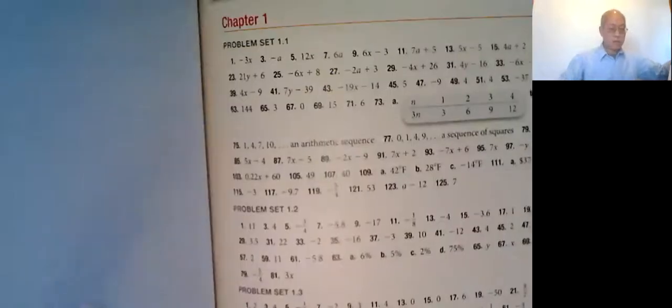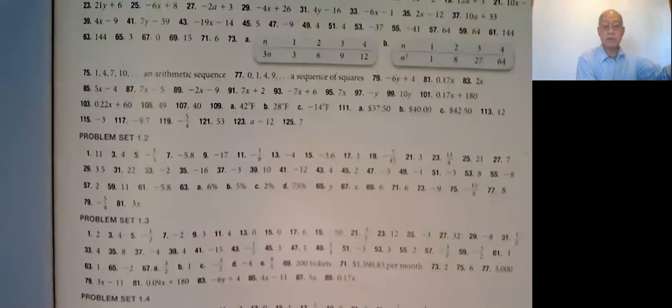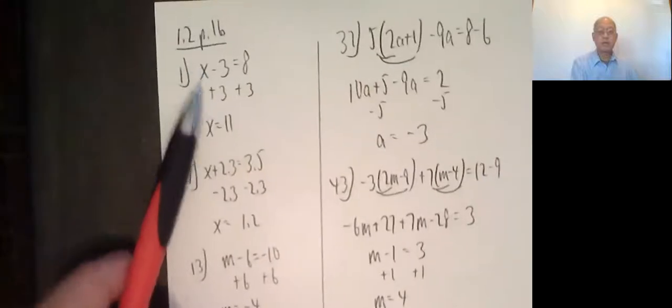And then the answers. So 1.2, over here. Here we are, section 1.2. There are all the odd answers. And of course, I usually give the odd homework problems. All right, so there we go. And now select odd problems, 1.2, page 16.